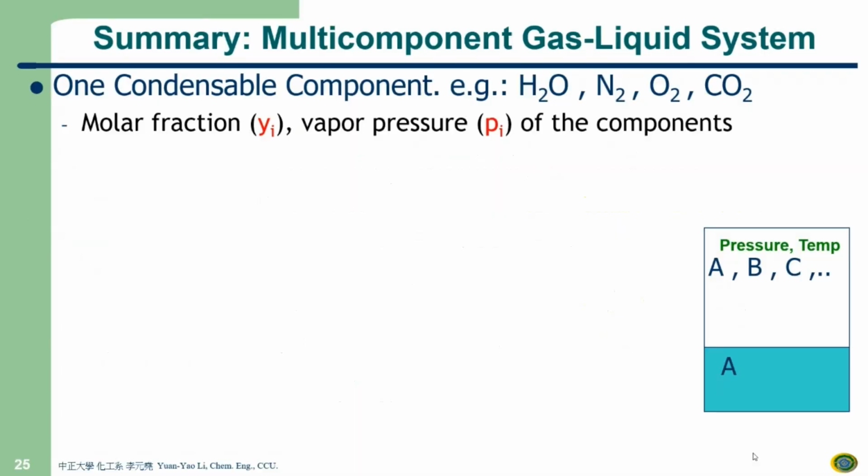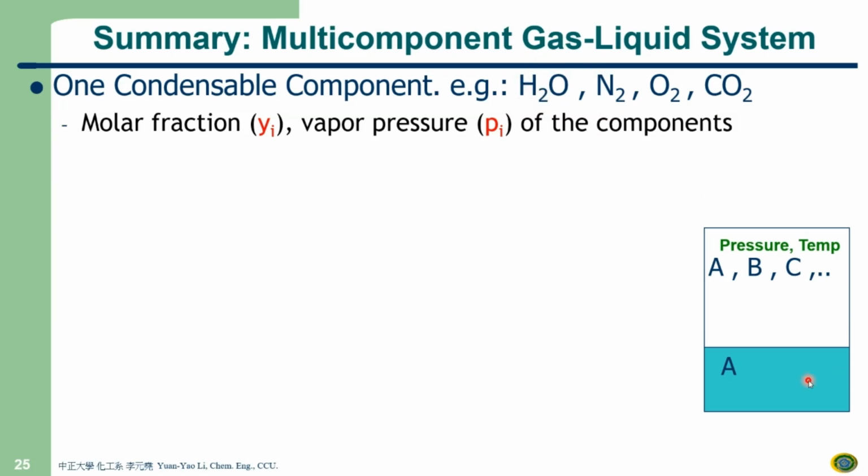On Monday, we talked about one condensable component in a multiple-component gas-liquid system, and this is an example. You have many types of gases like nitrogen, oxygen, carbon dioxide, and argon, for example. But you only have one condensable component, which is water.